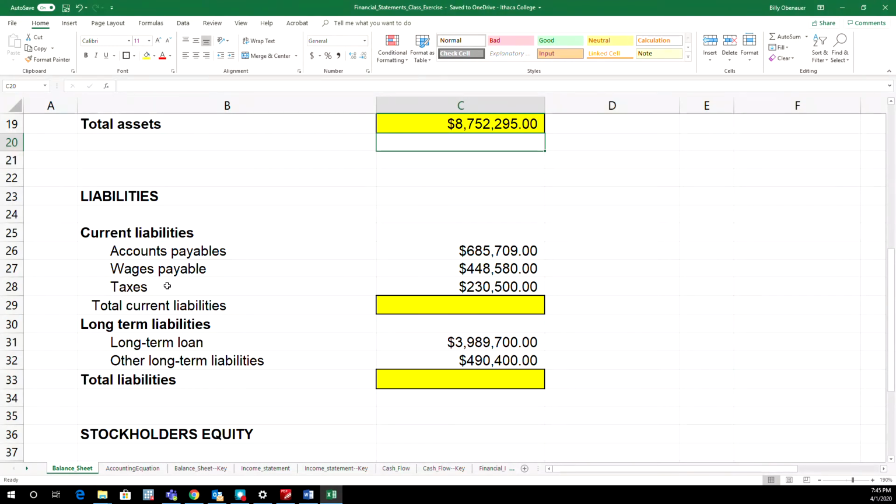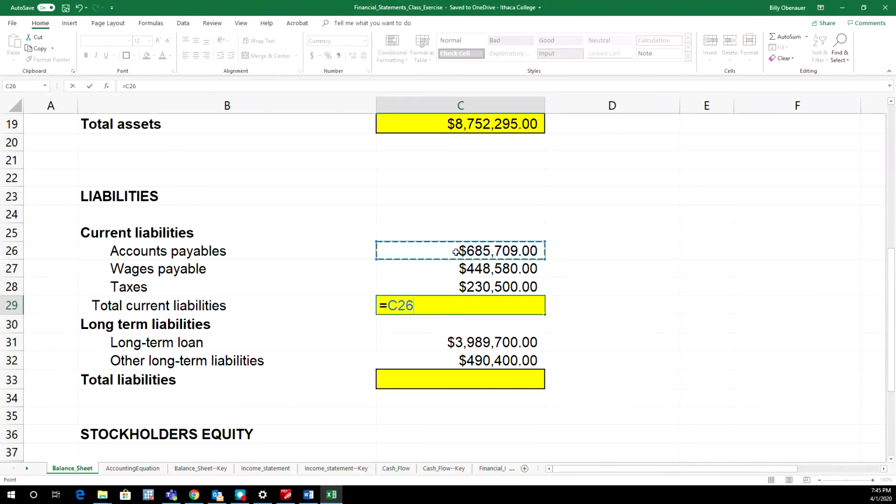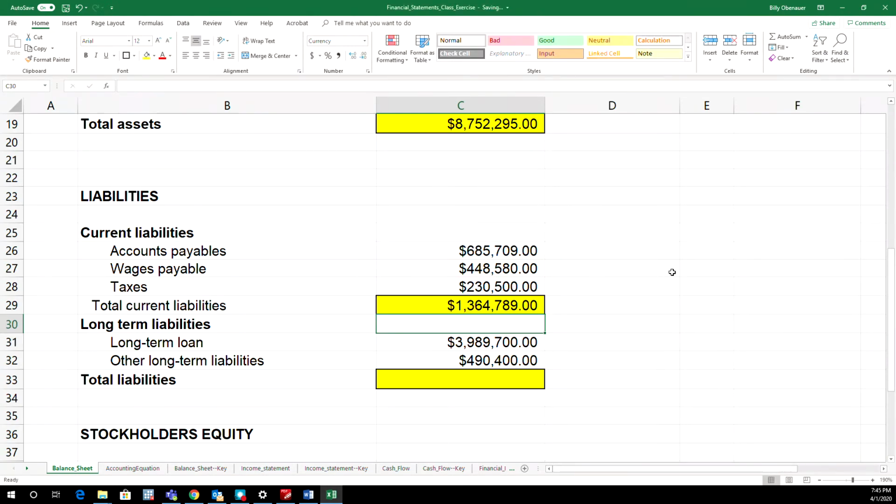And we also have some current liabilities in terms of taxes of $230,000 here. So if we wanted to calculate our total current liabilities within this balance sheet, all we're going to do simply is take our accounts payable, add them to our wages payable, and add those to the taxes, and that gives us $1,364,000 in total current liabilities.